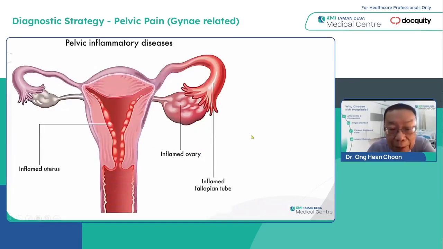Now, the other condition I'd like to mention is PID, pelvic inflammatory disease.